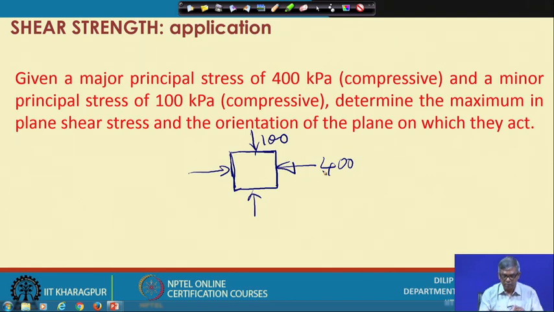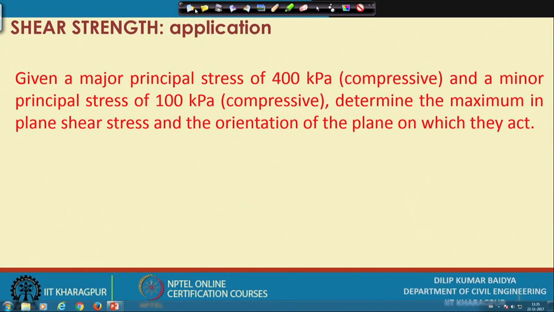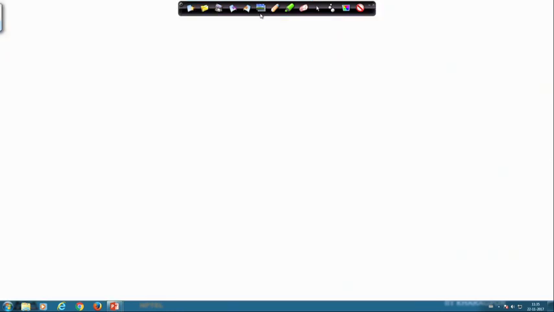I have to find out that there will be some orientation where shear stress will be maximum, and we also know that on the plane on which shear stress occurs, normal stress will also be there. So, we have to find the plane where shear stress is maximum, and on that plane what the normal stress is. Those two parts we have to calculate. So, let us do that.